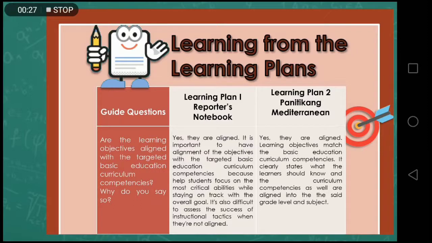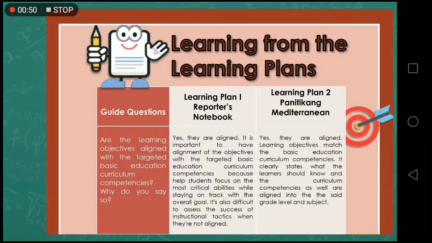In the learning plan 1, we answer yes, they're aligned. It is important to have alignment of the objectives with the targeted basic education curriculum competences because it helps students to focus on the most critical abilities while staying on track with the overall goal. It's also difficult to assess the success of instructional tactics when they're not aligned.